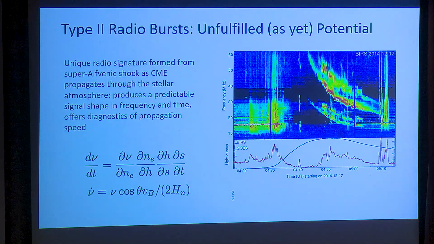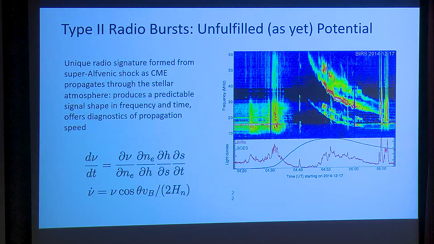Type 2 radio bursts we heard about in the last slide. This has a lot of potential for detecting coronal mass ejections on stars because it comes from the CME itself. What you're seeing when you see these fantastic drifting structures, drifting in frequency and time, is that as the shock propagates through the atmosphere of the star, it produces Langmuir waves that get converted to plasma radiation. That's tracing the electron density. And as you go upward out of the atmosphere, it's getting more rarefied, so you see that characteristic drop.